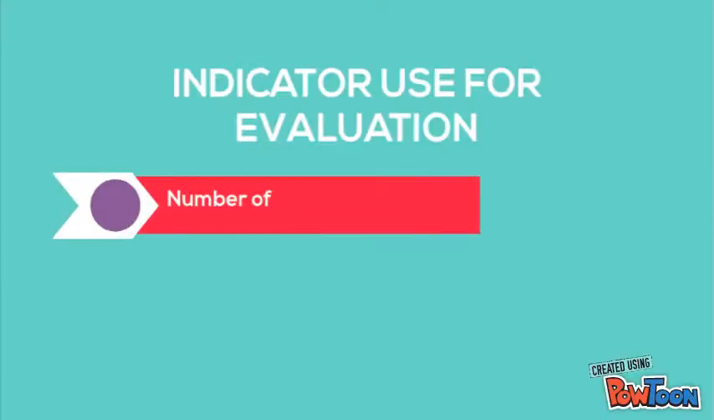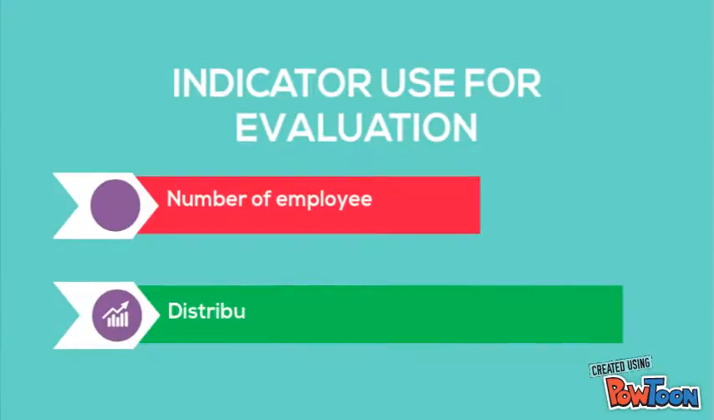Number of employees is an indicator to find out who participated and who did not participate in the evaluation program, while distribution of performance ratings is an indicator to detect intentional errors such as leniency, severity, and central tendency.